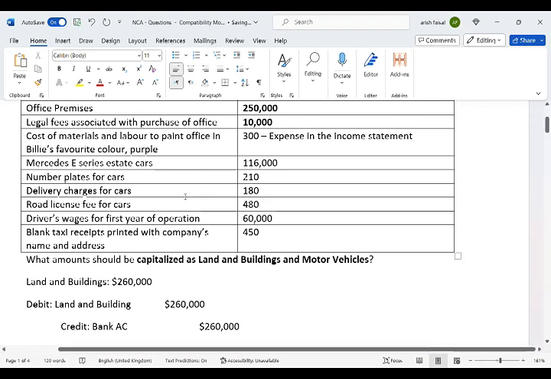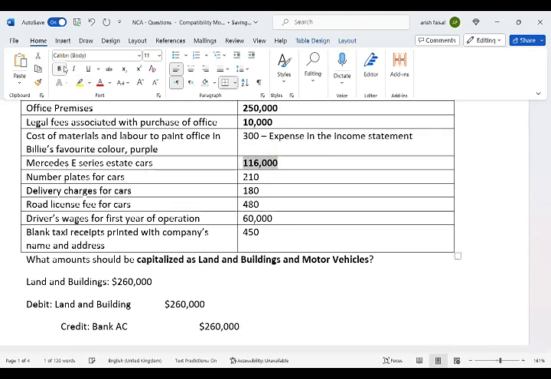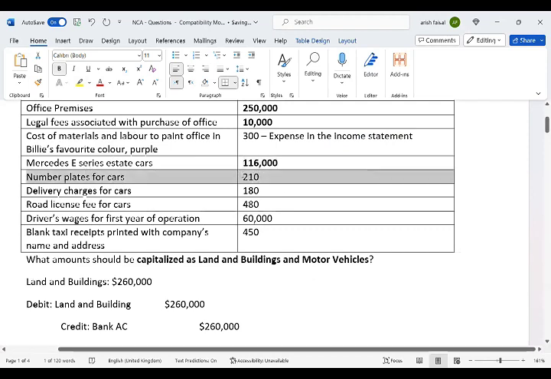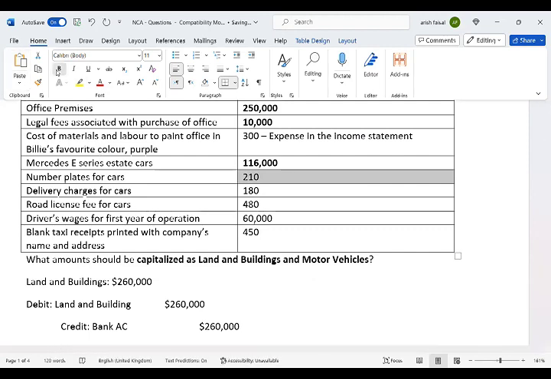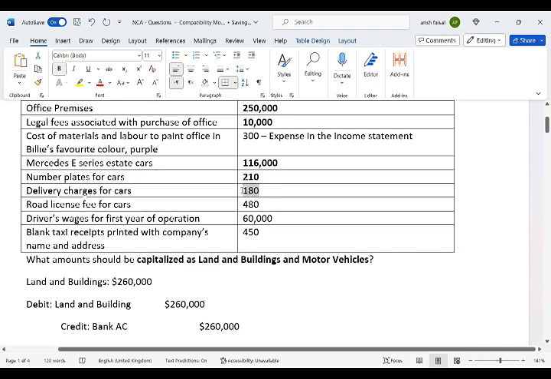But now moving further to the motor vehicles, you can see that he also purchased Mercedes E-Series estate cars for 116,000, which will be capitalized. Number plates for the cars, without the number plate you are not able to drive the car and earn any economic benefits, so this amount will also be capitalized. Delivery charges, yes, that is also going to be a part of the cost of the asset.